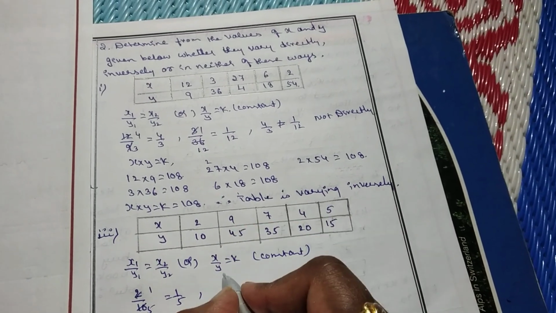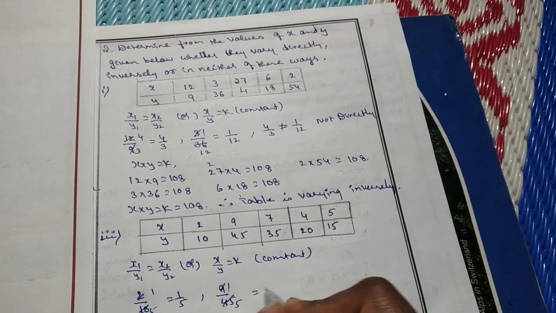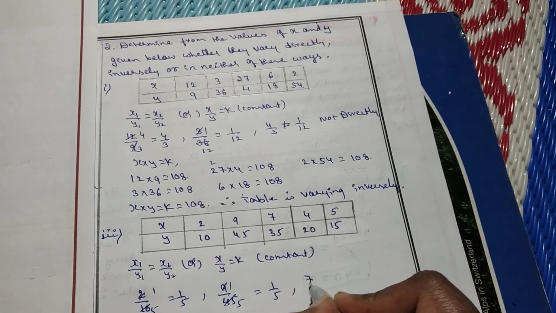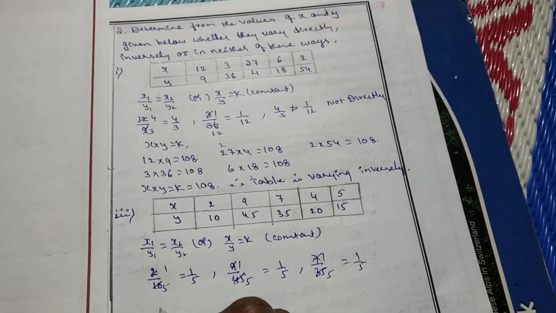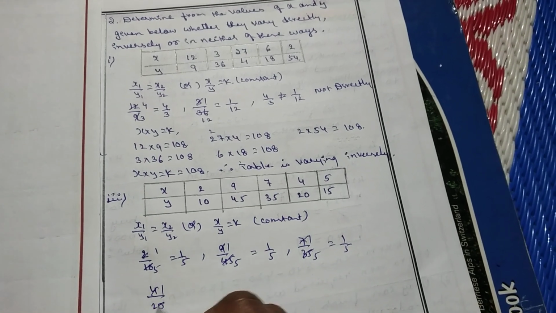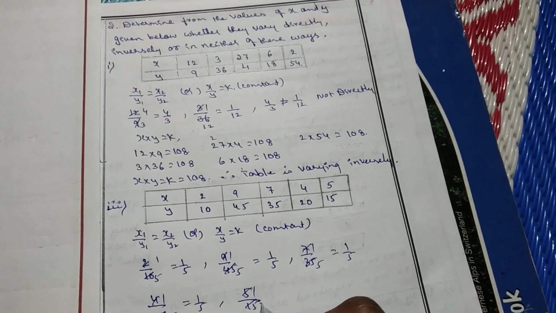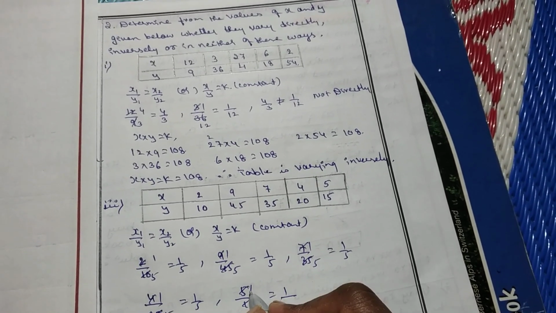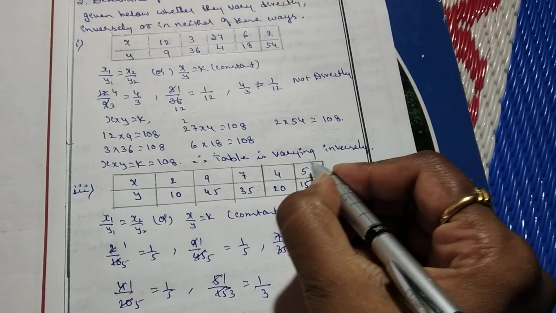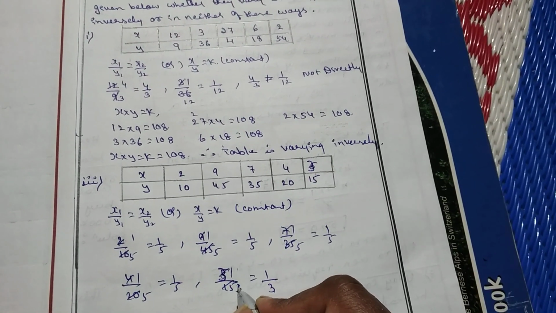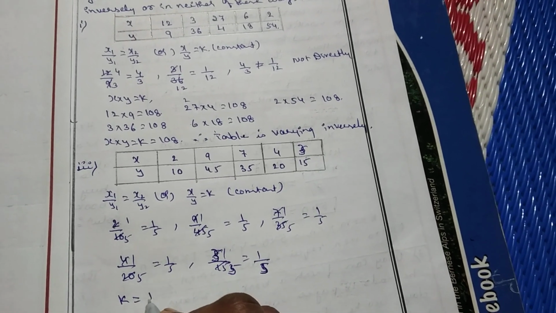Let me go with another, 9 by 45. 9 1s are 9, 9 5s are 45, that is 1 by 5. Then 7 by 35. 7 1s are 7, 7 5s are 35, 1 by 5. Then 4 by 20. 4 1s are 4, 4 5s are 20, 1 by 5. Next 5 by 15. 5 1s are 5, 5 3s are 15, 1 by 3. Here a small correction, children: 3 5s are 15, so again I am getting the ratio 1 by 5. That is, the constant is equal to 1 by 5.